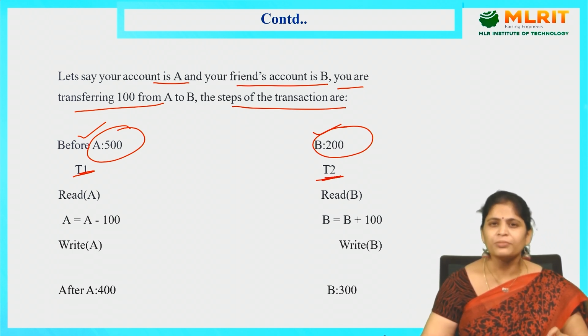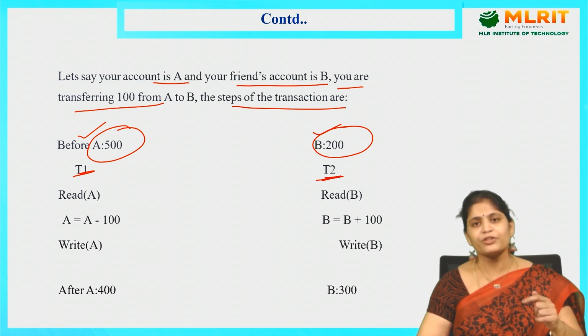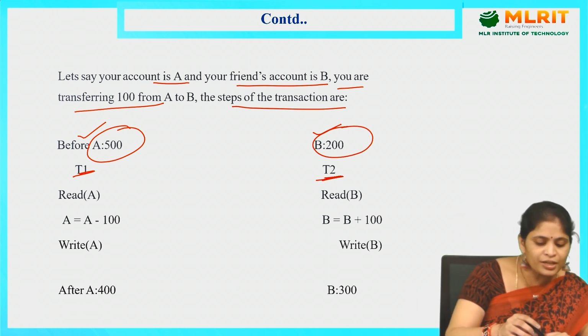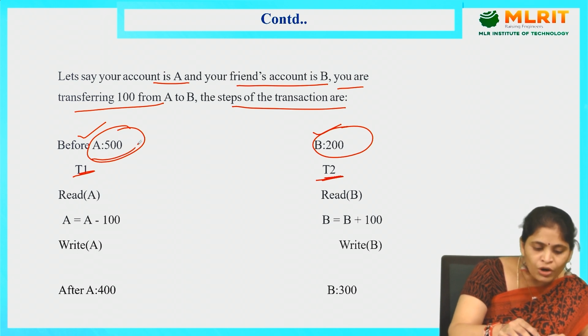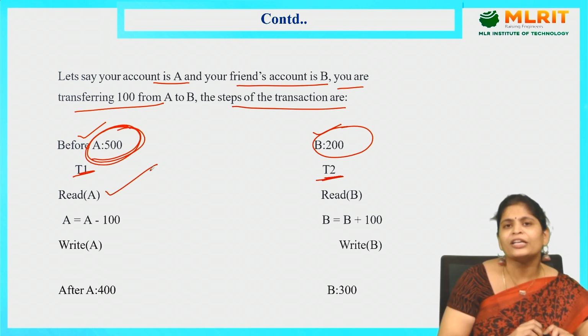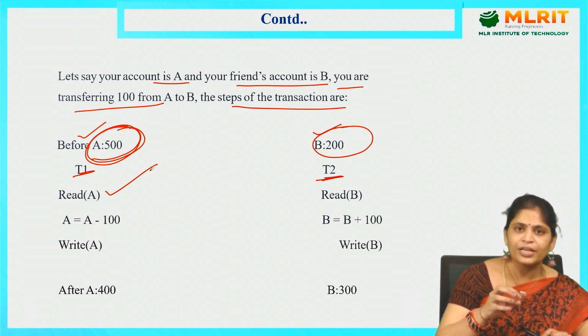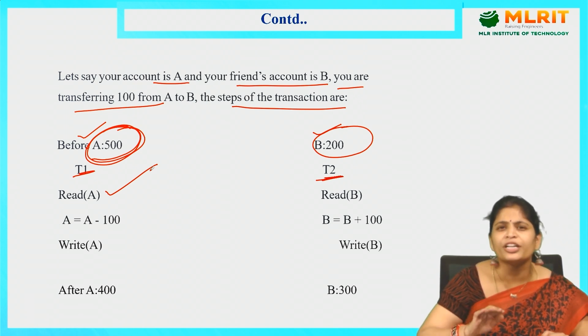To perform a single operation, here we perform a sequential number of steps. So here, first of all, I read this account A. So read of A. That means I read the value, this 500. Okay, I read the value from the database and I will store it in a buffer.